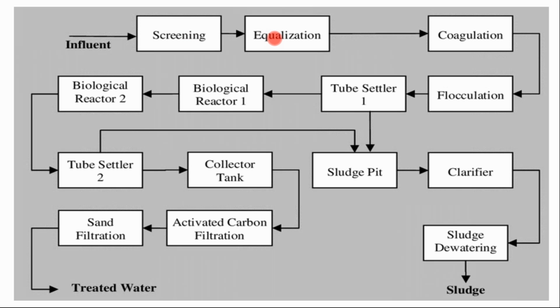Then equalization. In this, equalization tanks are available. In the equalization tank or equalization facility, these influents are sent to the tank for settling purposes. Due to the low velocity of the influent, the large particles, the flocculants or flocs, and the high-gravity, higher-mass particles settle down at the bottom due to gravity, and the clean effluent is sent to the coagulation.